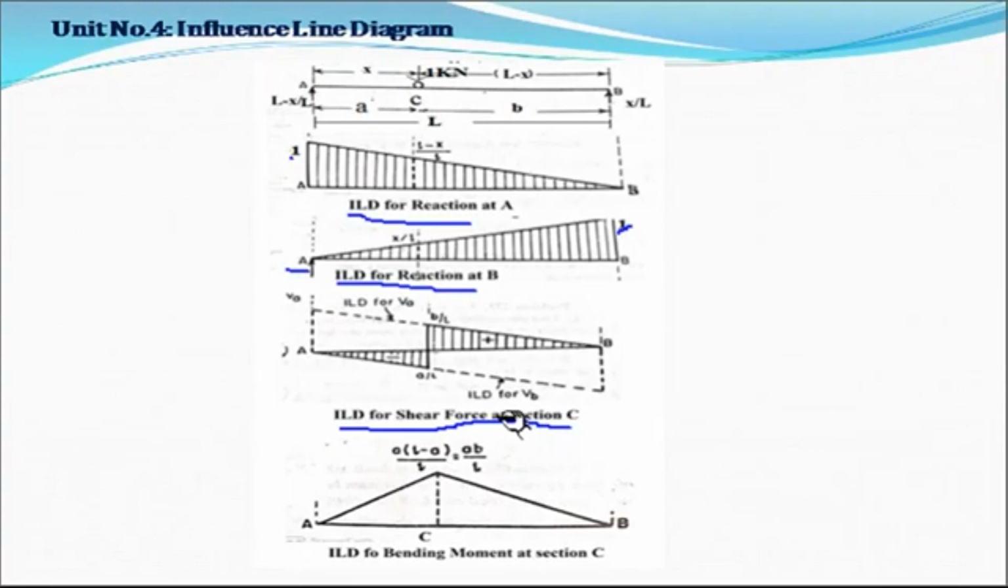Now at the section there are two values. One is a by L and another is b by L. And if you take the addition of these two ordinates, that is a by L plus b by L, the value is equal to 1. Now if you see the influence line diagram for bending moment at section C, the value at the section is ab upon L. So this is the influence line diagram for reaction at A, reaction at B, shear force and bending moment at the given section C.